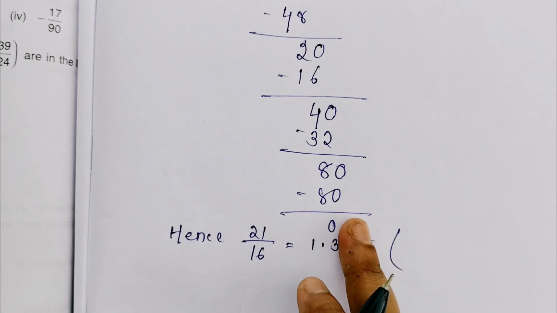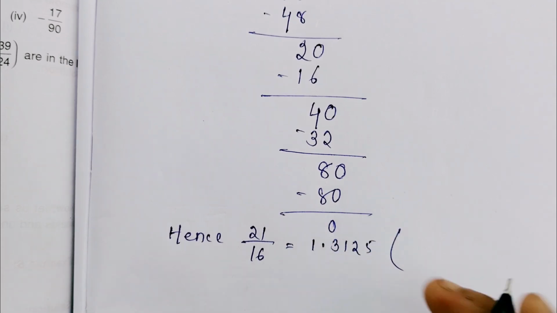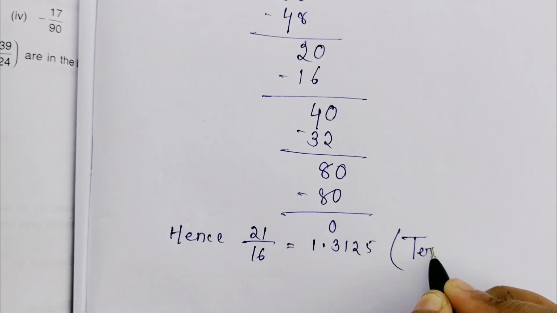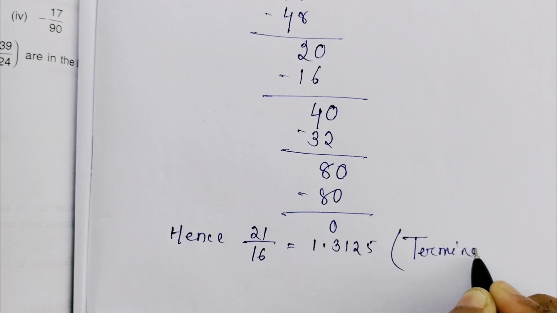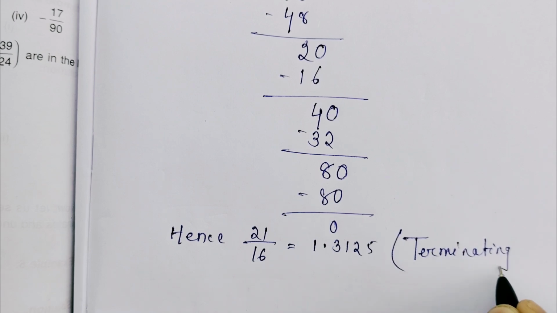Here we find the remainder is 0, so it is a terminating decimal.